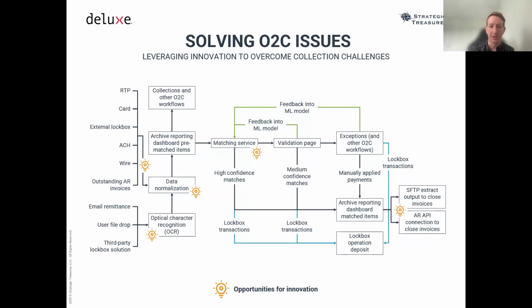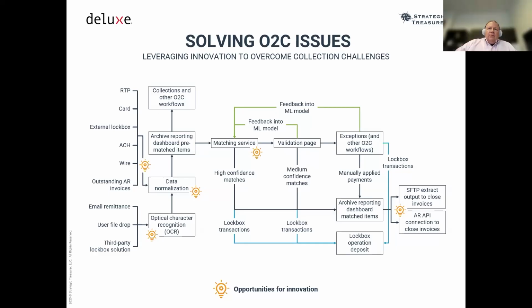And at the very end there, we've got that SFTP extract or AR API. So typically we still see that SFTP of a file, like a posting file or an extract being created by the system and then sent over via SFTP to the billing system. But we are having some now where it's API integration as well. So rather than having to send a file, we can just integrate into the ERP, and as the matches go through, we can close those off automatically.